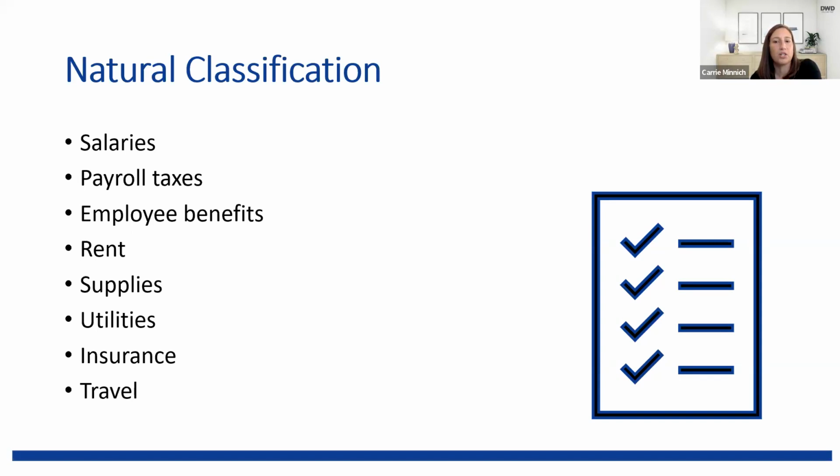I always recommend starting off with the Form 990, which we're going to look at in a little bit. What classifications is the IRS asking for? Because obviously those are the classifications that you are going to have to report to the IRS. So that's always a good place to start.